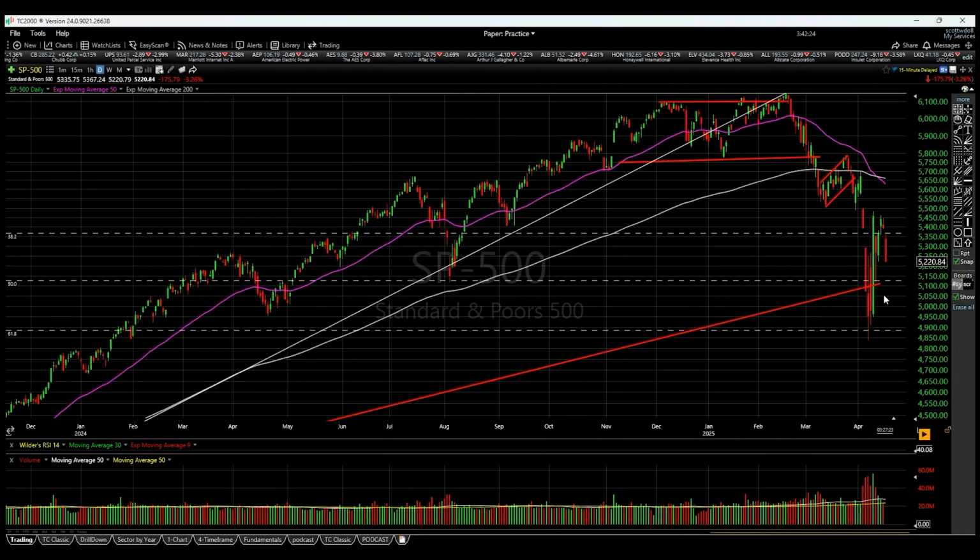We're going to go down probably, not guaranteed, we're probably going to go down and test this area down in here. If we close below this trend line again, or if we take out the lows, then the cyclical bull, definitely it would be challenged to think that we're still in a cyclical short-term bull market.